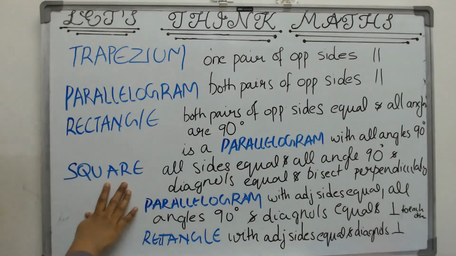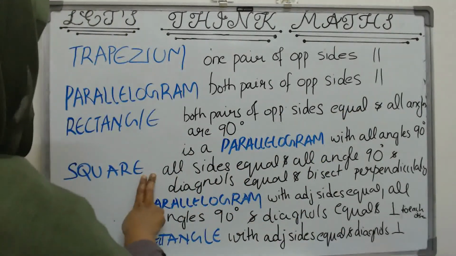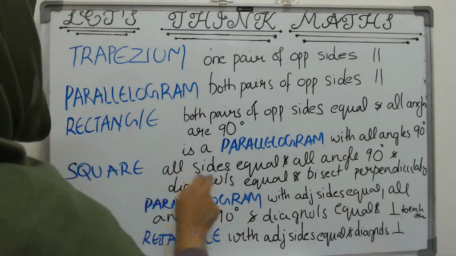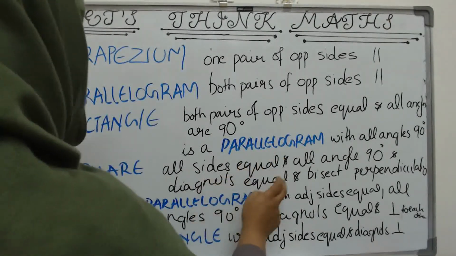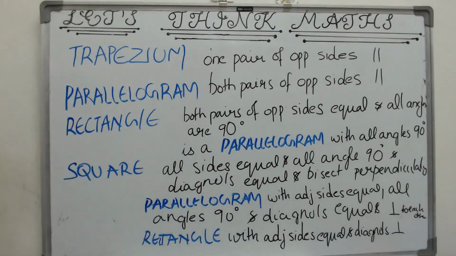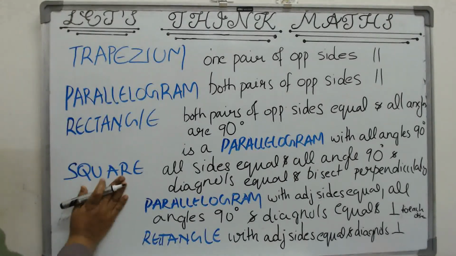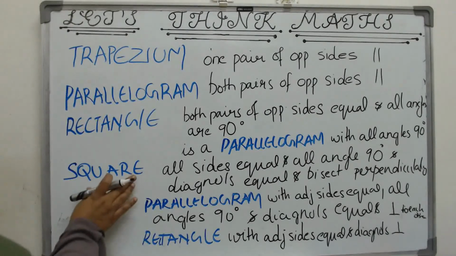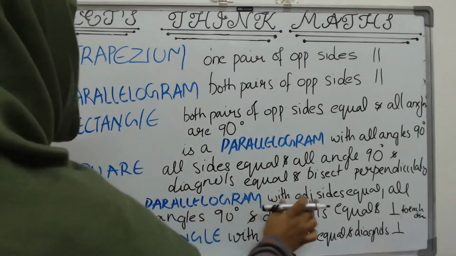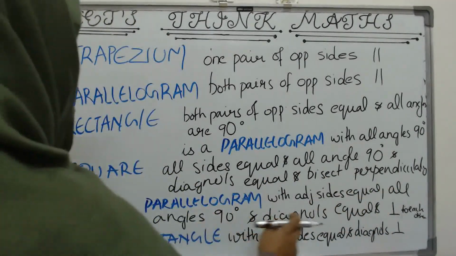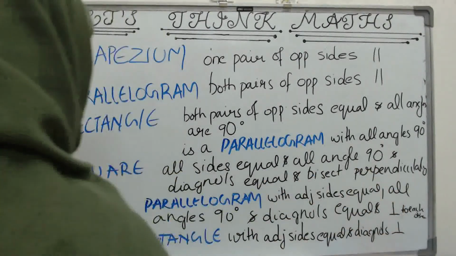And what is a square? It is a quadrilateral whose all sides are equal, all angles are equal, the diagonals, there are only two diagonals, are equal, and the diagonals bisect each other perpendicularly. Now a square is what? A square is a parallelogram. And a square is also a rectangle. Why is that? A square is a parallelogram with its adjacent sides equal, all of its angles 90, and diagonals equal and perpendicular to each other.